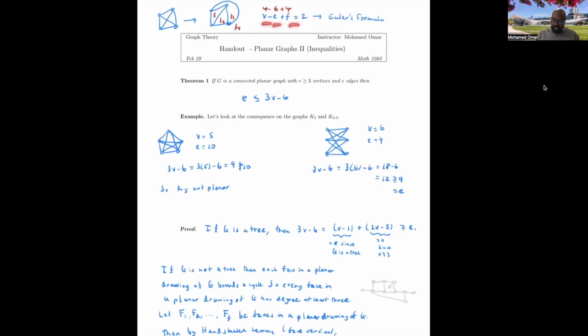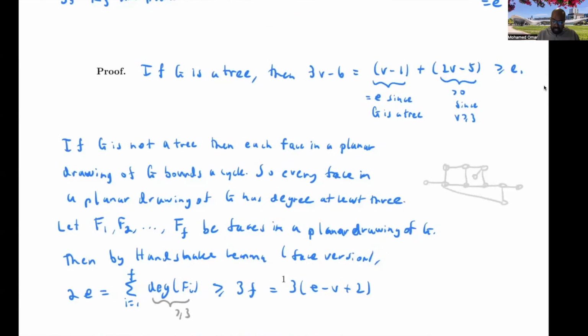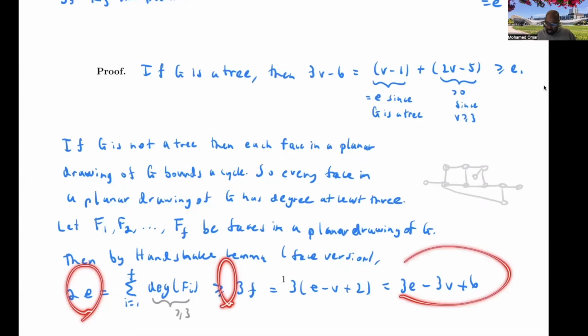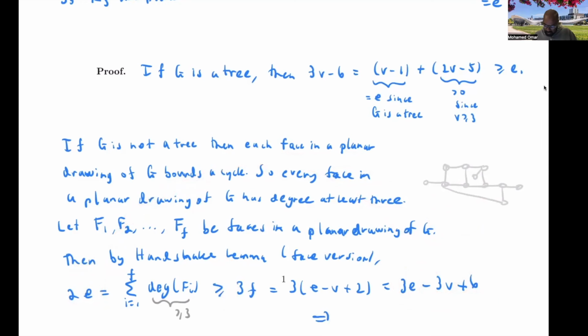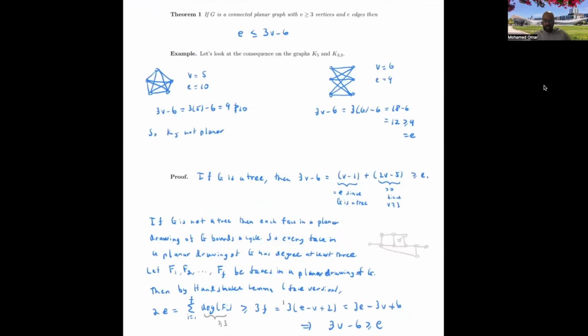That relates vertices, edges, and faces in a planar drawing of a planar graph. And so that's 3e minus 3v plus 6. And so if we rearrange this, the key parts here are 2e is greater than or equal to all of this stuff. So we can move the 2e over here, and all of this stuff over on the other side. And this will give us E is less than or equal to 3V minus 6, which is exactly the inequality that we wanted.